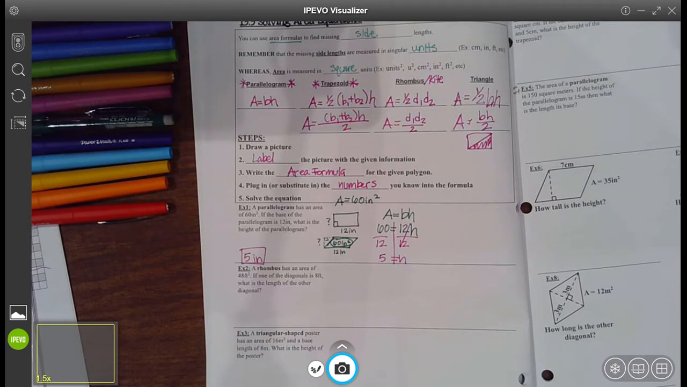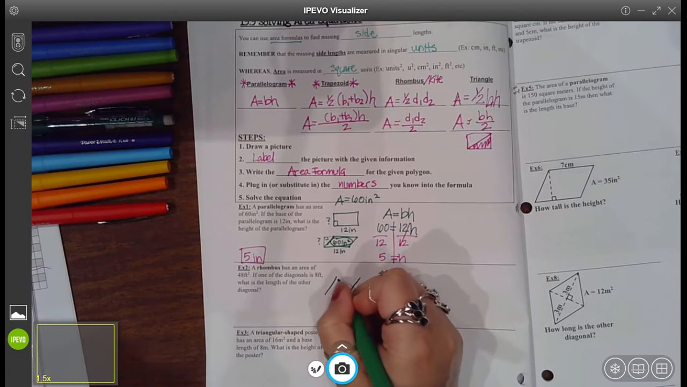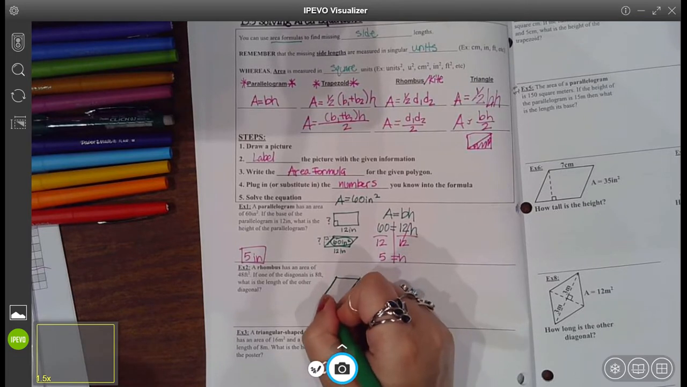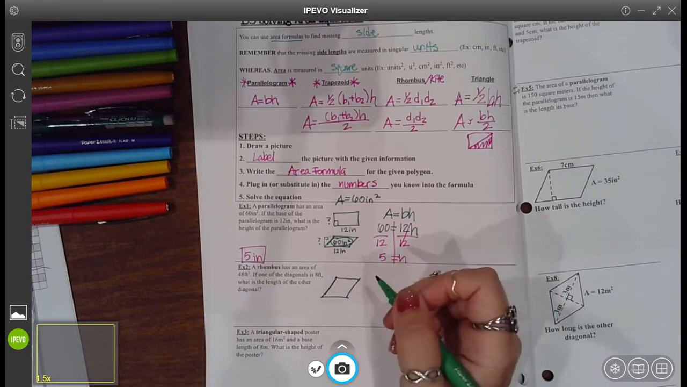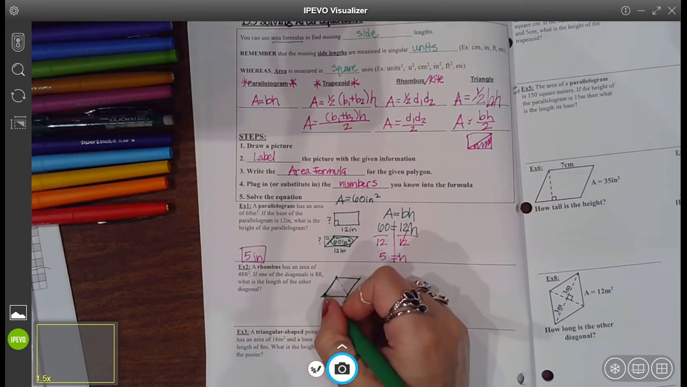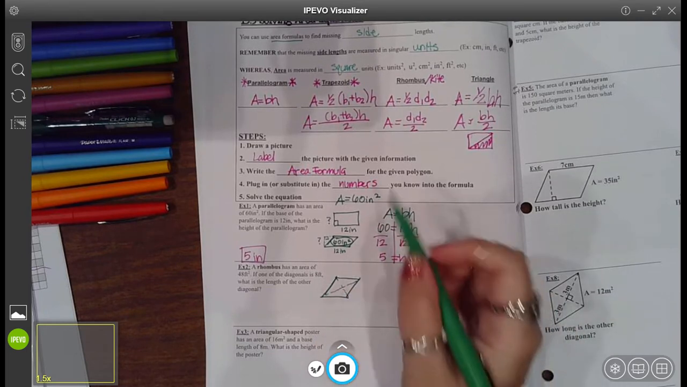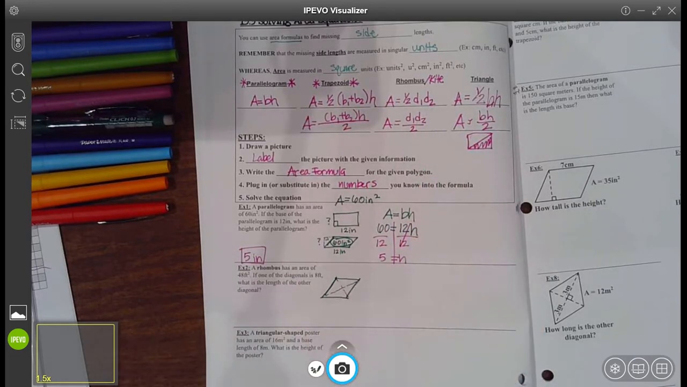Number 2 says you're dealing with a rhombus. A rhombus is like a slanted square. Technically, its formula is base times height because it's a type of parallelogram, but they never give me the measurements of the base and the perpendicular height. They usually give me the diagonal lengths. So then I'm going to use this formula of 1/2 diagonal 1 times diagonal 2.